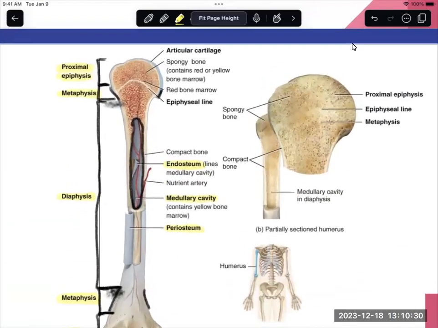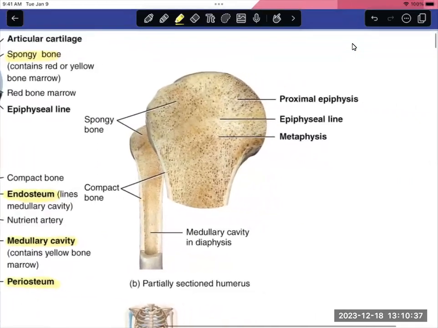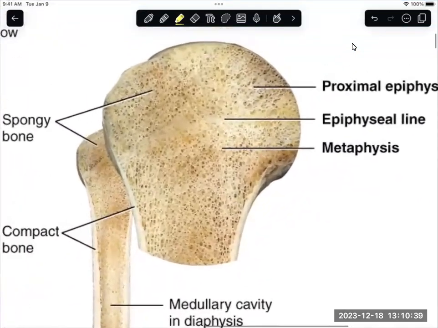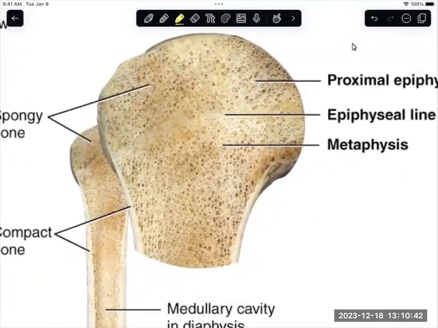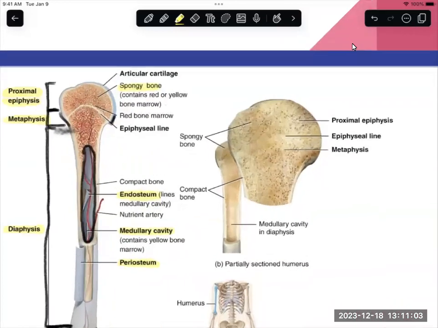At the ends of our bones, we have this spongy bone. You can see all those little holes. If we look at this real bone here, you can see all these little holes. It kind of looks like a sponge. That's why it's called spongy bone. And it fills up the entire inside of the top of the bone and the bottom of the bone.